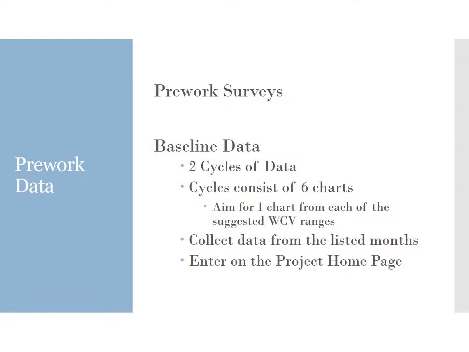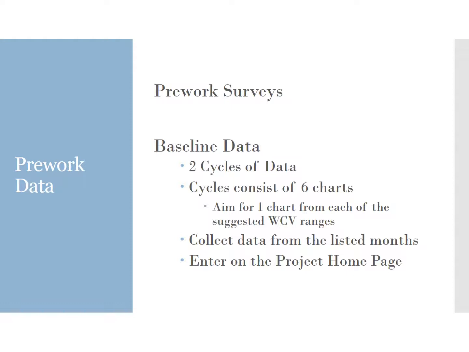The second main component is your baseline data. We like to do 2 cycles of data, and these will be 12 charts in total, and each cycle of data consists of 6 charts. We are looking to give you a good glimpse of how consistently or inconsistently you are documenting the items that we're looking for within these chart reviews. We are looking at one chart from each of the suggested well visit age ranges, and those are included on the KETA module, so you'll know how to pull those charts.